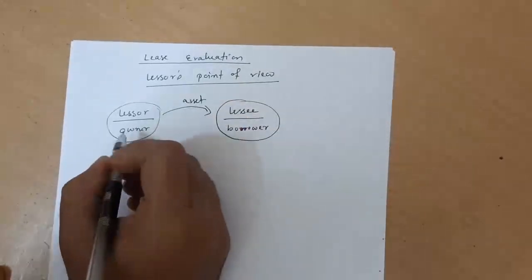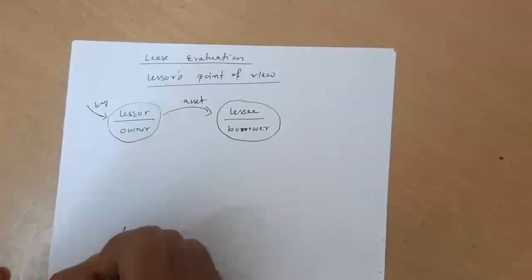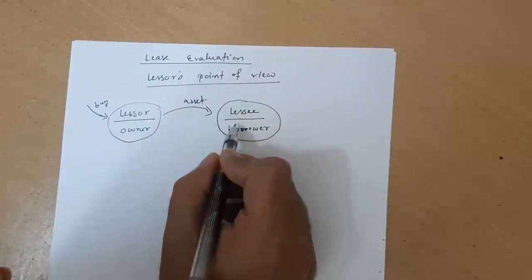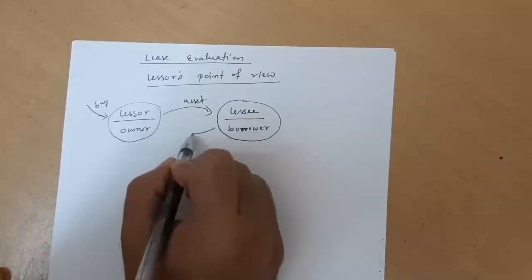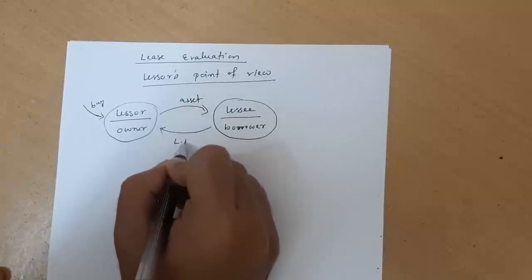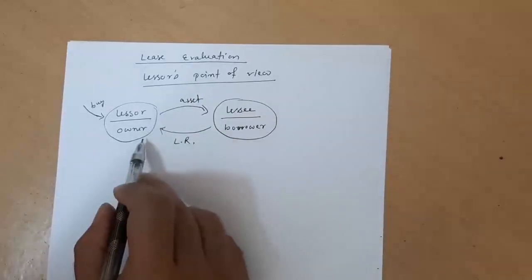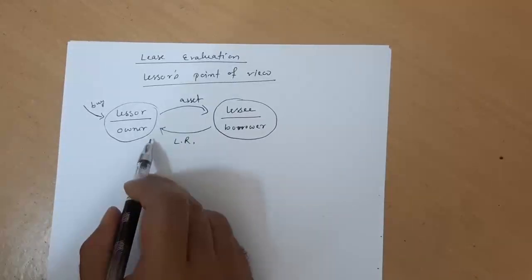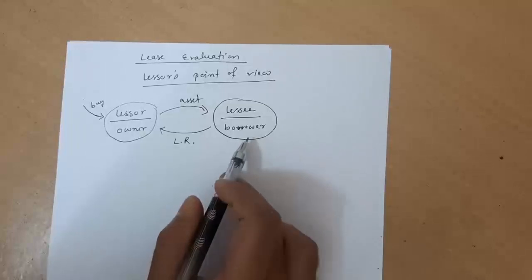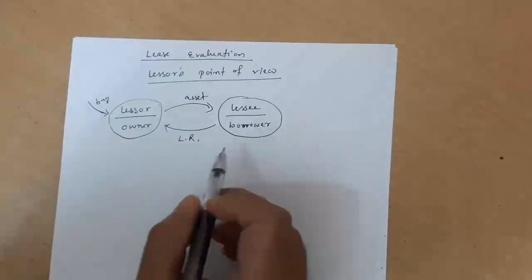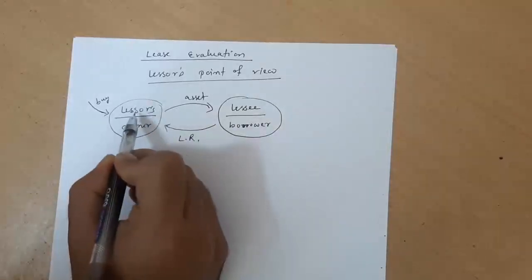Lessor is the owner of the asset. He buys the asset from the supplier. Then he gives the asset on lease to the lessee. And what he gets in return: the lessee pays some lease rental to the lessor on a periodic basis for borrowing the asset.